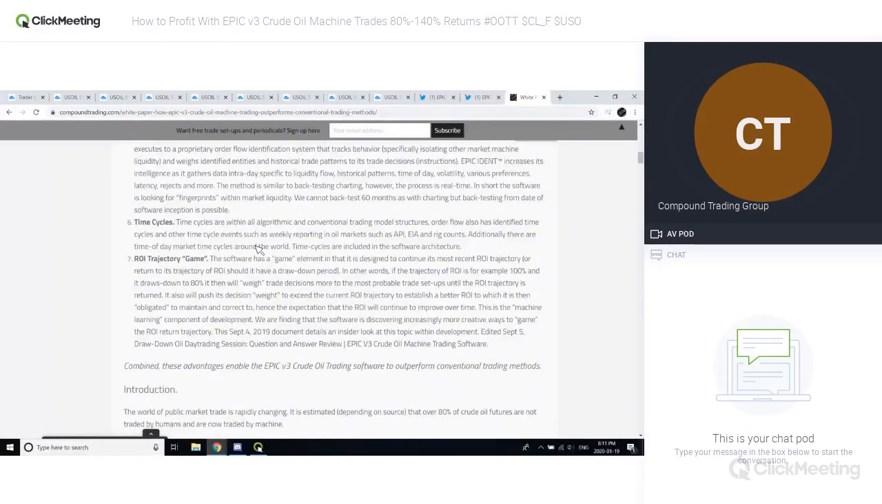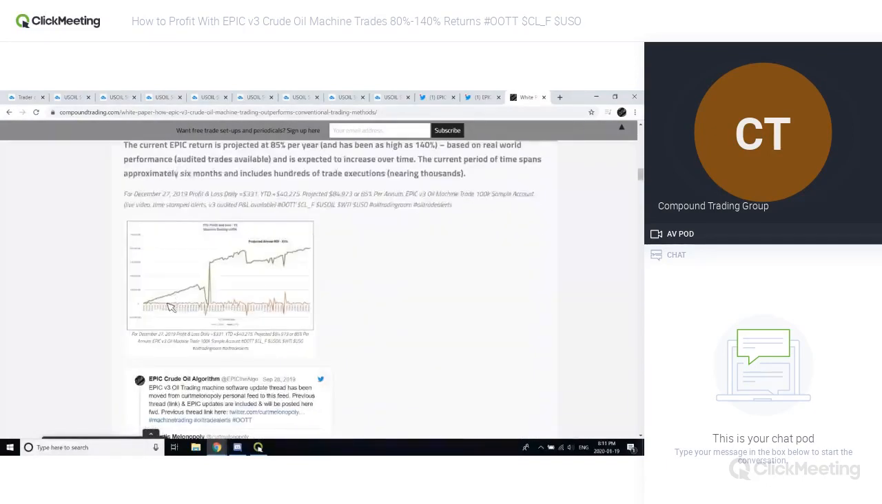There are time cycles in any natural structure of any financial instrument, so it bases decisions on that. And then it's got an ROI trajectory game, and the best way to look at that would be this chart. If you look at the chart, and you'll see the new update that'll come out, it'll be a spike up. And if you look at this trajectory, you'll notice that it's really consistent.